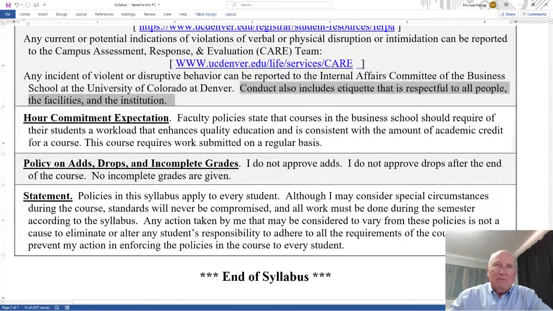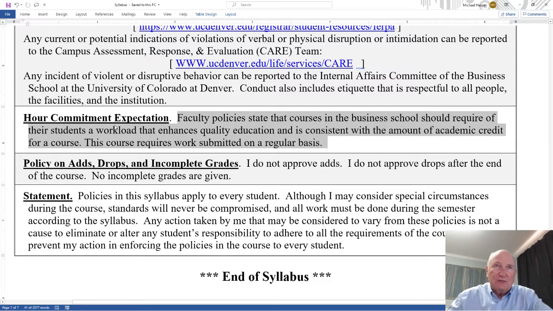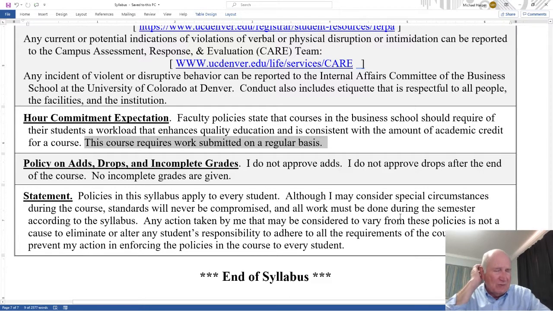Okay, our commitment. Faculty policy also states that courses at the business school should require a workload in class and out of class. Well, we don't have class now, but a workload that enhances quality education. Usually it's around 2 to 3 times the amount of hours spent in class. But for this course, you'll be spending probably anywhere from 2 to 5 hours a week.